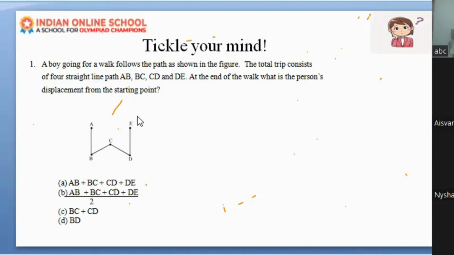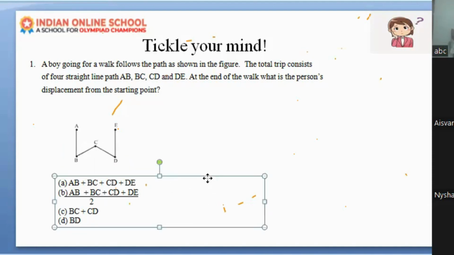In this question, we have to find out the displacement. So what is displacement, students? It's the shortest distance from initial to final, as I told you. So what is the shortest distance in this case? What can you see here? Can you see that? What is the shortest distance? That is BD.